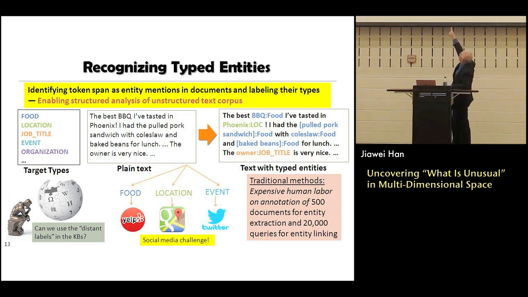Just to give you an example, this one is from Yelp. Say, the best barbecue I've tasted in Phoenix. I have the pulled pork sandwich with coleslaw and a baked bean for lunch. Human can read it, but Martian cannot, right? Because you check the dictionary, barbecue could be a machine which can cook, but you cannot taste a machine, right? So that means you must have a lot of ambiguity. You have to disambiguate them. Phoenix could be a bird, but it also could be a city.